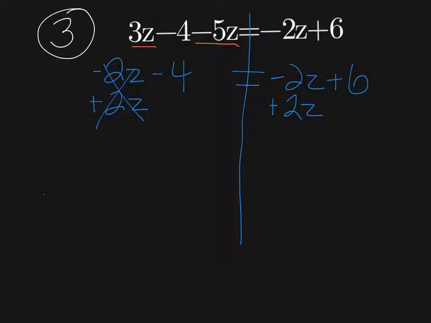But if you think about that, what happens? Negative 2 plus 2 is 0. So we're really just left with negative 4 equals 6.